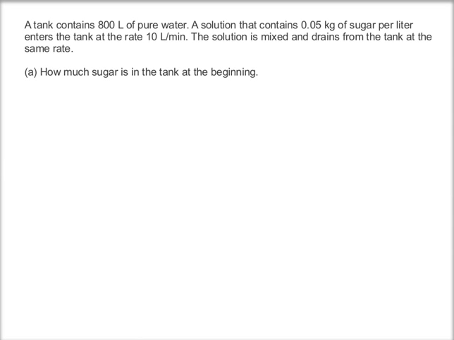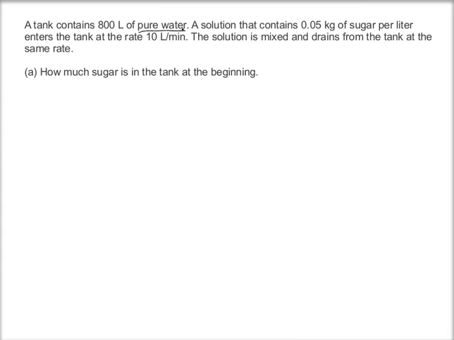In this problem, we're looking at a tank with a mixture of water and sugar. So we have a tank that contains 800 liters of pure water. A solution that contains 0.05 kilograms of sugar per liter enters the tank at the rate of 10 liters per minute, and the solution is mixed and drains from the tank at the same rate. So our first question is, how much sugar is in the tank at the beginning?